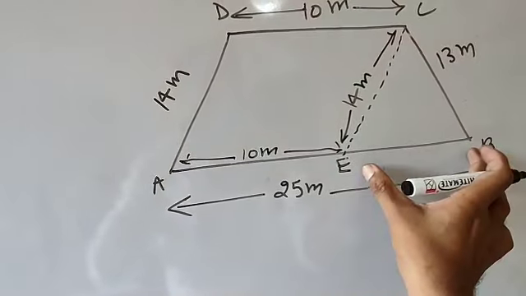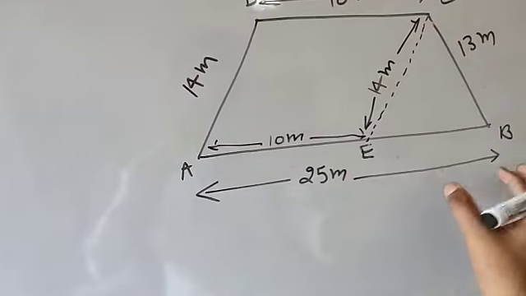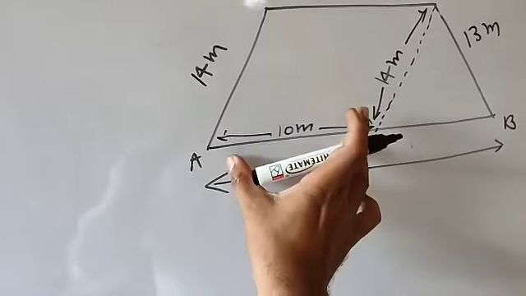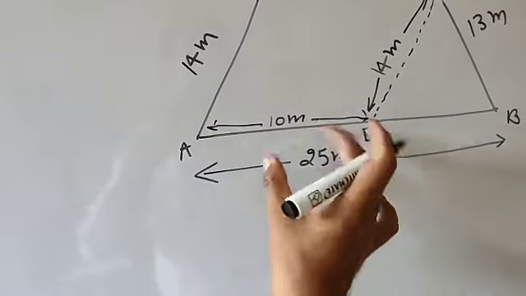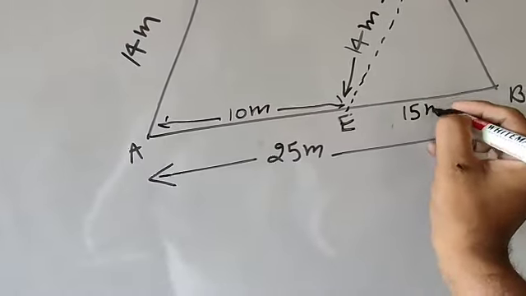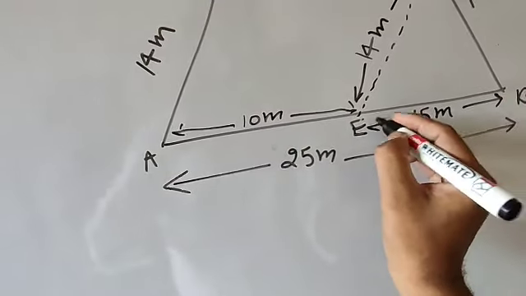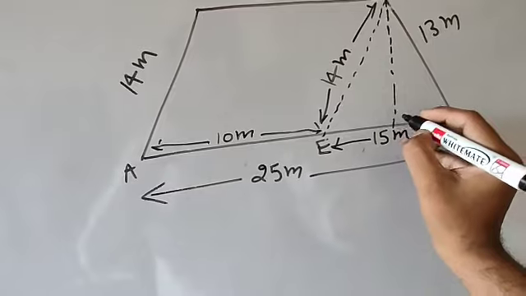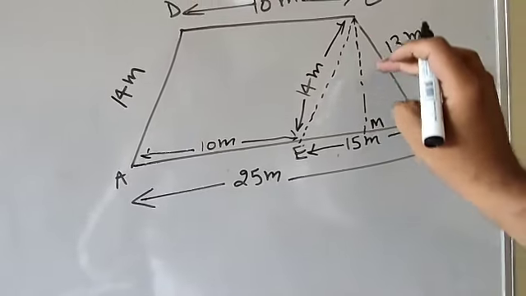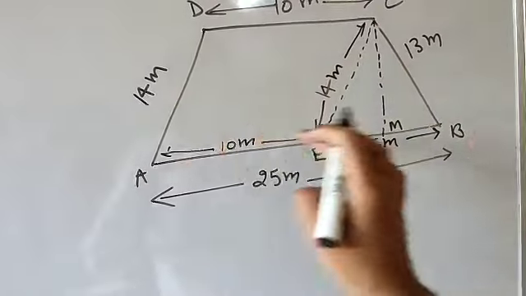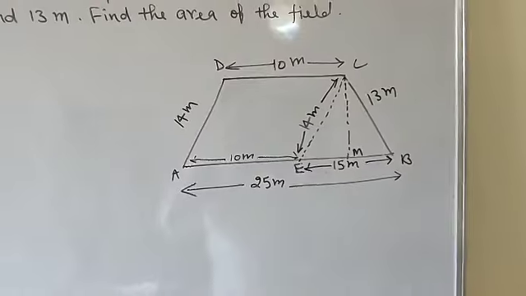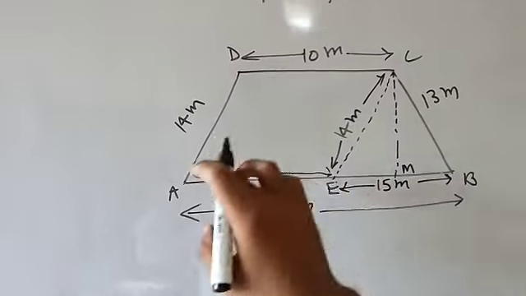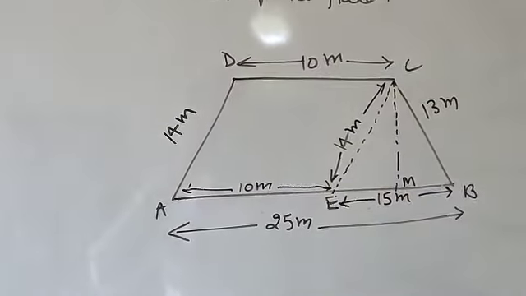Now what will be the length of BE? From here to here 25 meter, AE is 10 meter, so BE equals 25 minus 10, that will be 15 meter. So BE is 15 meter. From here if I draw a perpendicular, suppose that CM, CM will be the height for this triangle as well as the height for the trapezium also. So we need to find CM, that will be the height of the trapezium.